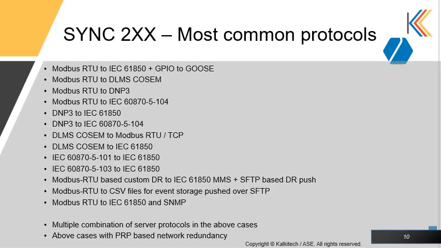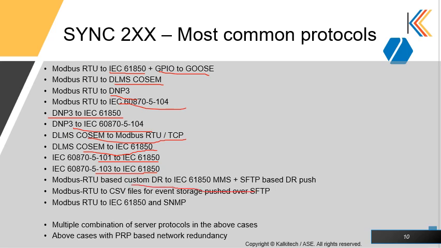Now moving on to the most common protocols. The most important one is 61850, and for GPIO to GOOSE we use 61850 with the complete GOOSE. Then DLMS COSEM for the metering and other applications, and DNP3 and 104. If a device is DNP3, it can be converted into 61850 or 104. Then DLMS to Modbus and back, DLMS to 61850 for the grid metering scenario, and 101 and 103 to 61850 for some of the other scenarios.